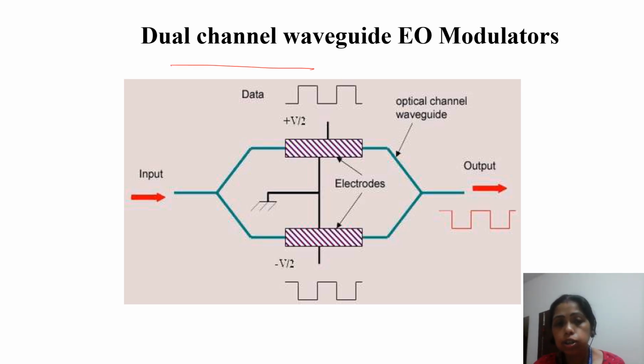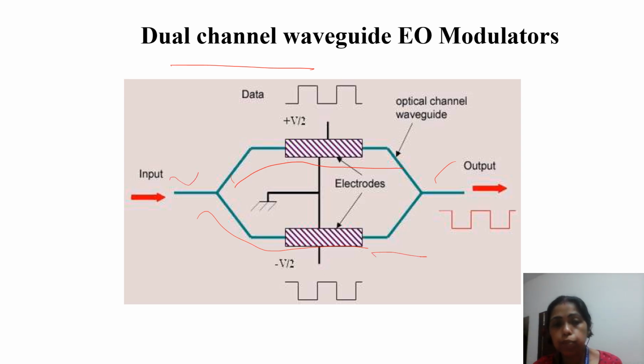Okay, so the dual channel waveguide means two waveguides will be there through which the light will pass. You can see there is a splitter, and two waveguides through which the red light will propagate, and at the other end, the waveguides are merged again. That's why the name is dual channel waveguide. The light will be propagated through the two different waveguides for modulating the signal. Here also you can use one material.